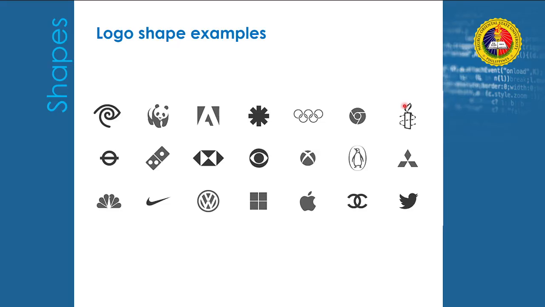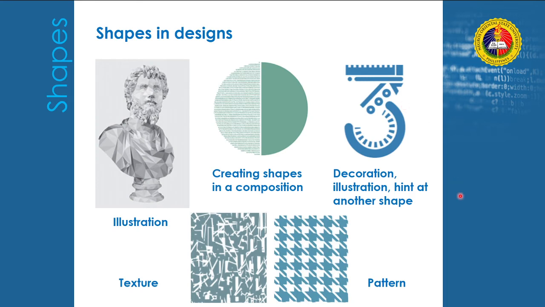Okay. So these are more examples of how shapes are used in design. First, we have illustration. Here, shapes build a legible image as an illustration. It looks like a bust of some ancient Greek goddess or god. But if you zoom in, it's a combination of shapes. These geometric shapes are placed in such a way that they form the illusion that it is a bust of a man.